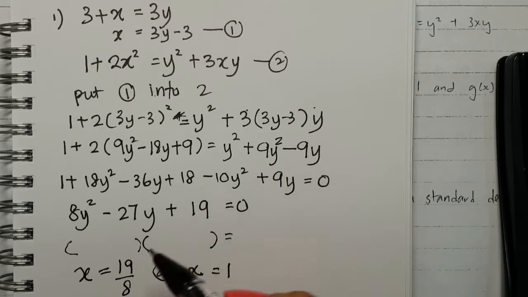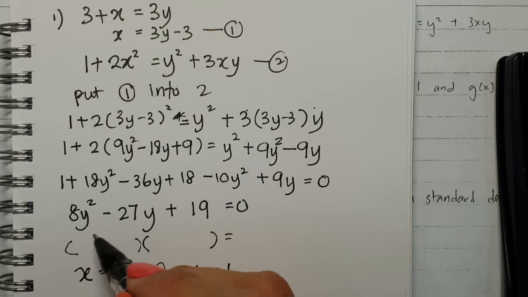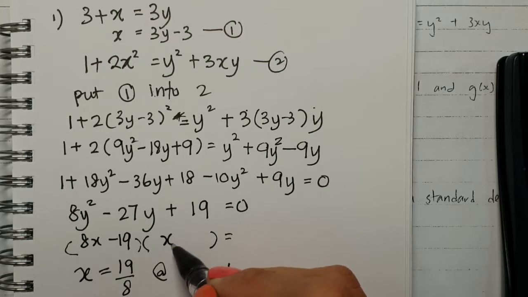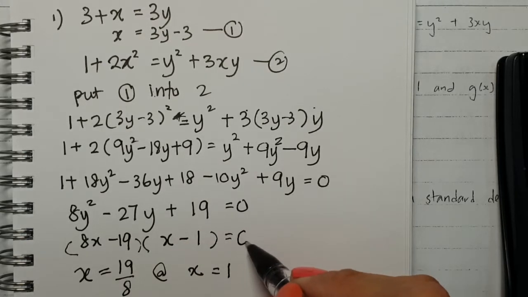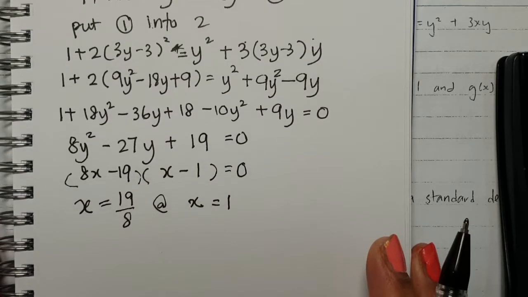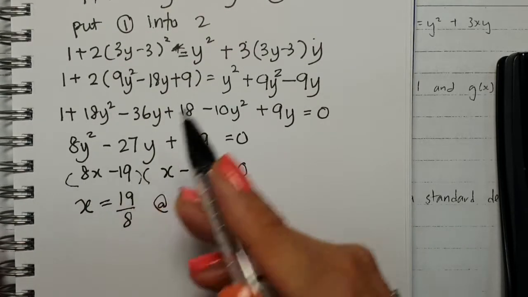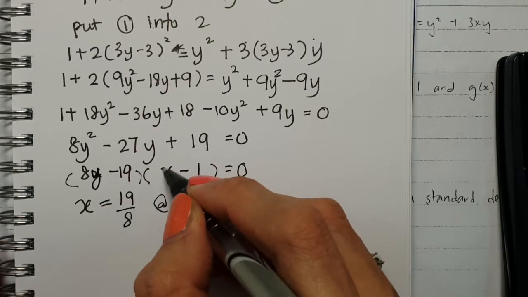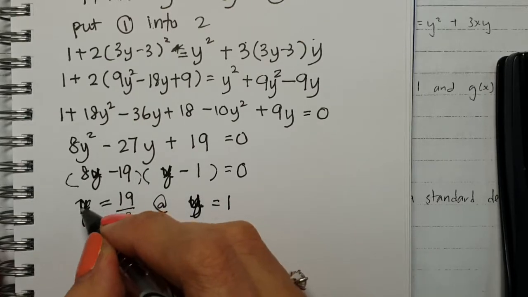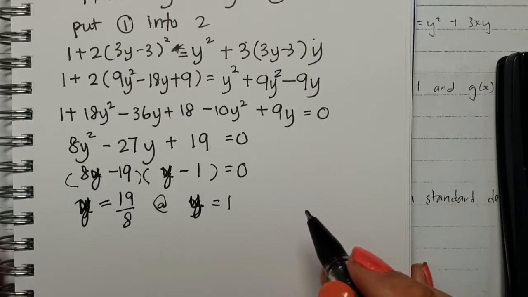Let's work backwards. In order for us to get x equals to 19/8, it is actually bring the 8 upwards. We have 8x minus 19. Whereas this one, we bring the 1 over, it will be x minus 1. So equals to 0. Okay, so this one we have our answer. X equals to 19/8, x equals to 1. Next part. Oh, sorry, this is not x, this is y. So let's write y. Our variable is y. So beware of what your variable is.